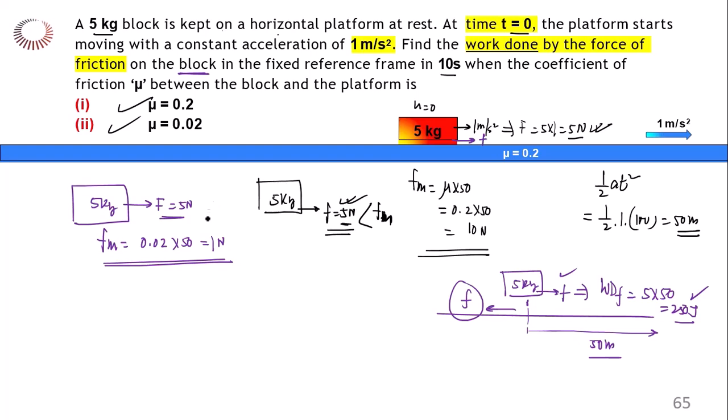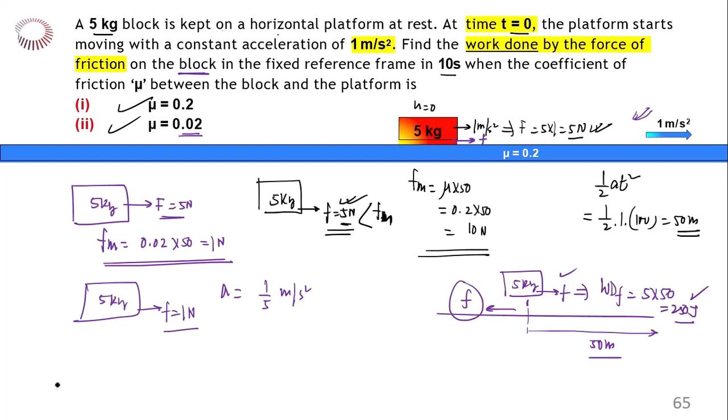Here the friction will be equal to 1, because I am assuming that both the 5 kg block and the belt are moving combined. But in the second situation, when the friction coefficient is 0.02, the limiting friction is 1 Newton. So on the 5 kg block, I can apply a maximum of 1 Newton. So now the friction is 1. Correspondingly, the acceleration is 1 by 5 meter per second square.